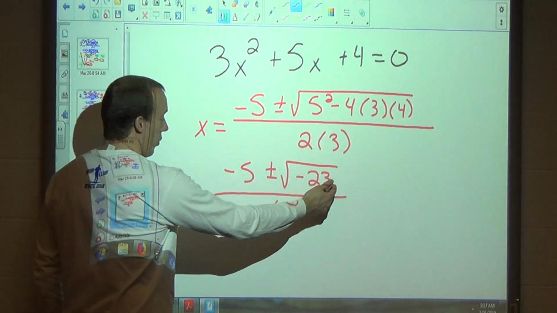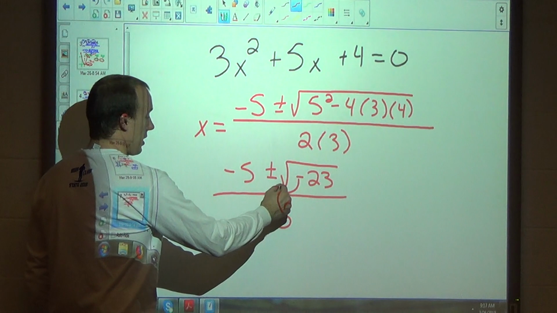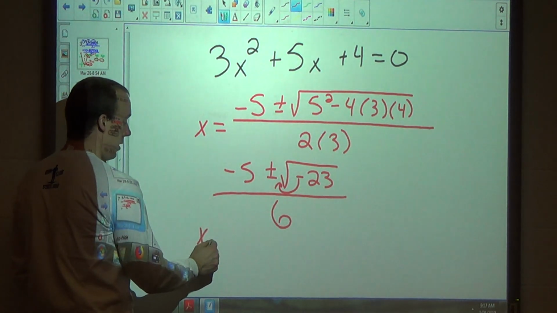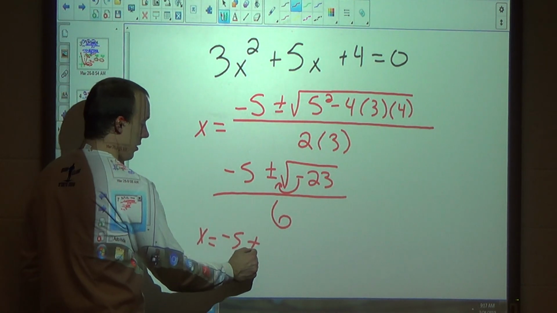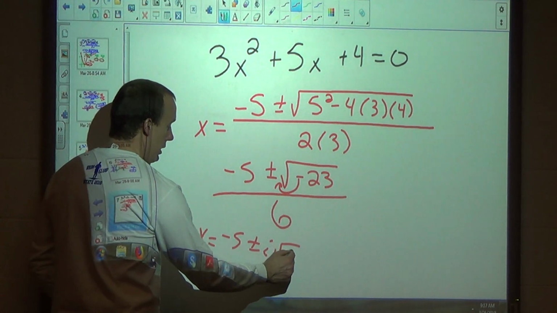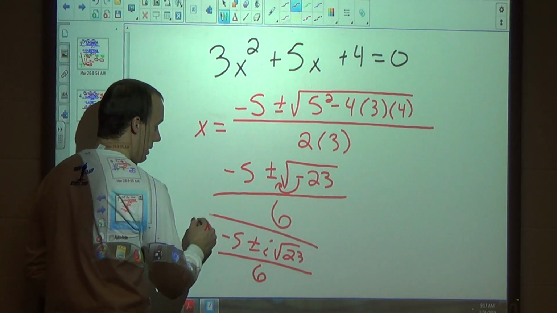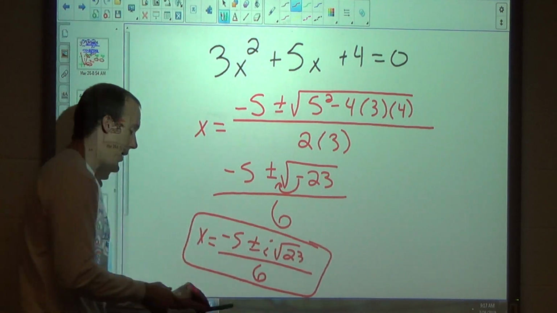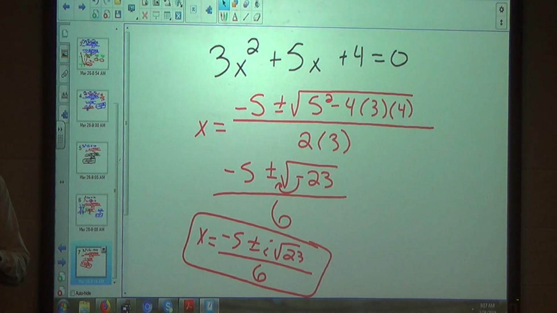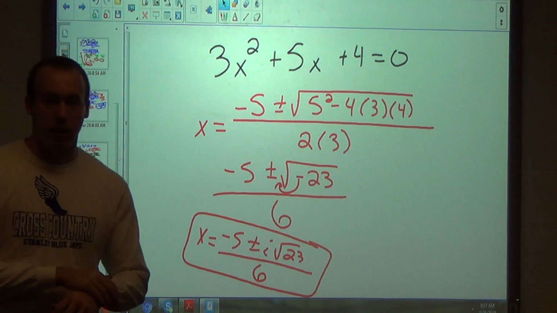But since the 23 is prime, all I do is bring this out in front and then I have my answer. So I get negative 5 plus or minus I square root 23 all over 6. How many got that one right? Raise your hand. Nice.